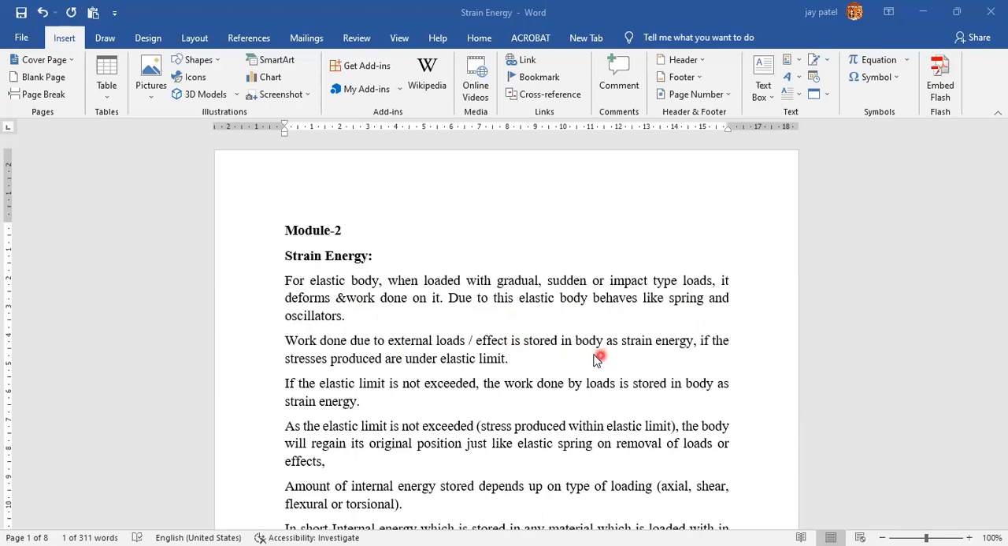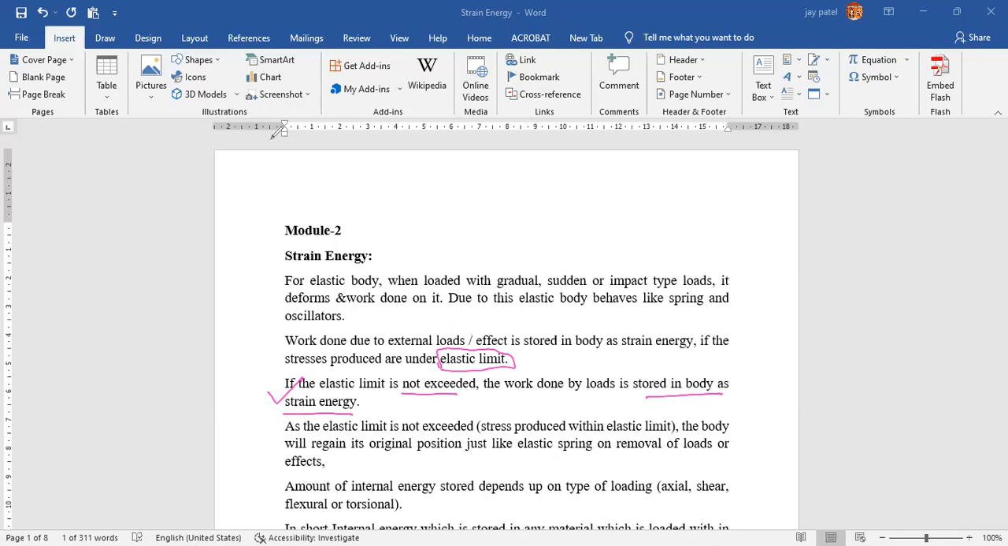Whatever work is done will be stored in the body in the form of strain energy. If stresses produced are within the elastic limit, keep in mind we are dealing up to the elastic limit. All assumptions are within the elastic limit; you have to obey Hooke's law. If the elastic limit is not exceeded, the work done by a load is stored in the body, which is known as strain energy. As the elastic limit is not exceeded, the body will regain its original position just like an elastic spring on removal of loads or effects.